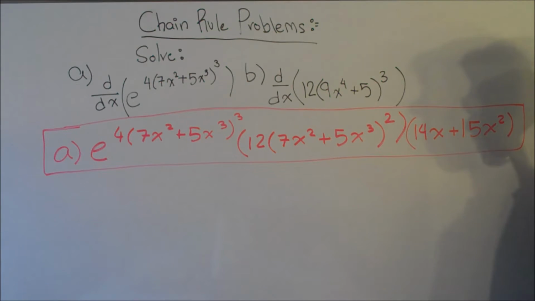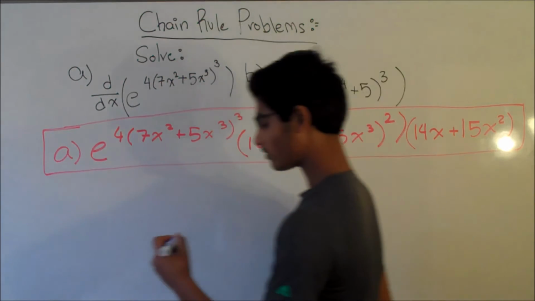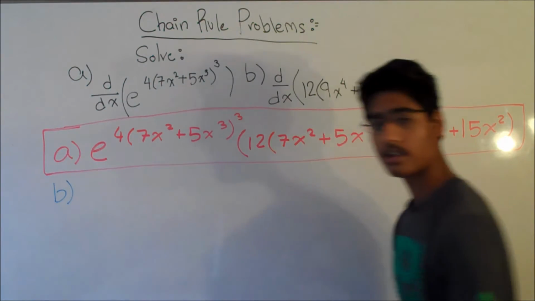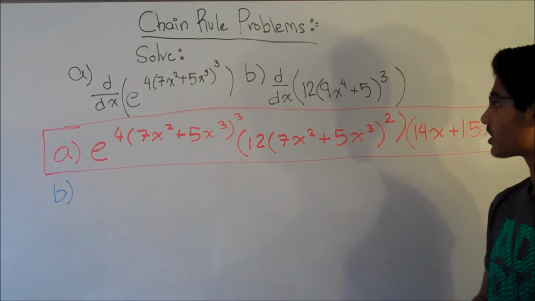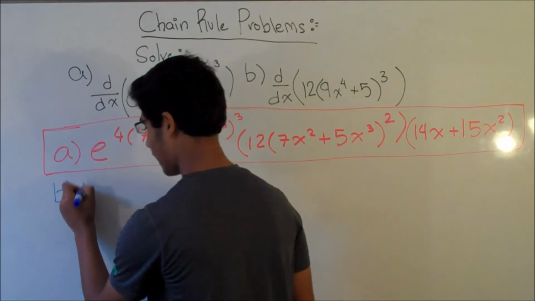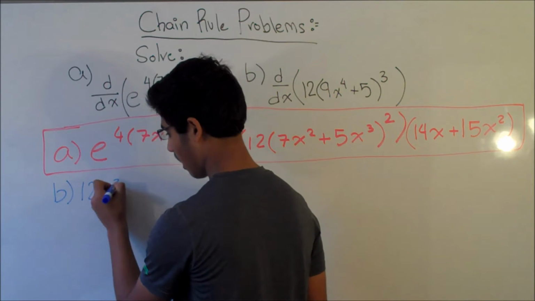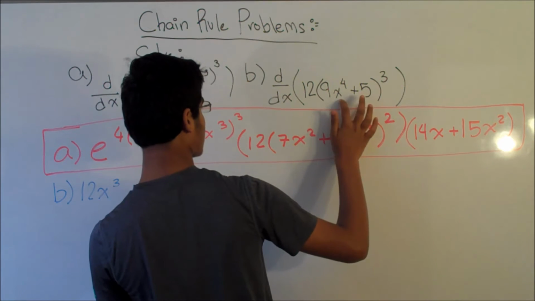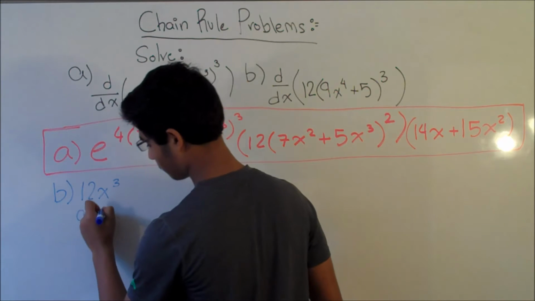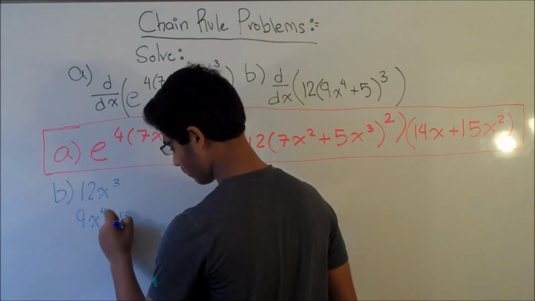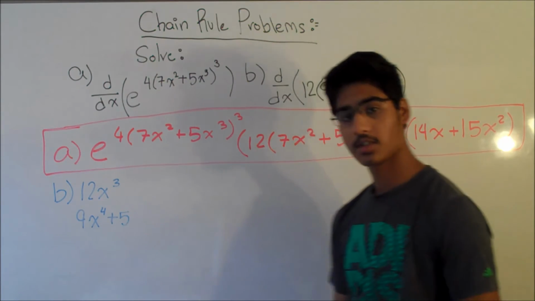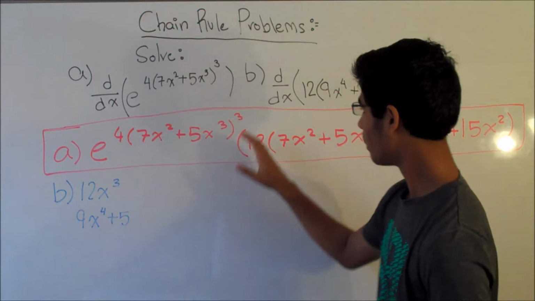Now let's move on to problem B. In problem B, let's isolate the functions. We have 12x cubed, which is the outer function, and then we have 9x to the fourth plus 5, which is the inner function. So now let's use the chain rule to find the derivative of this function.